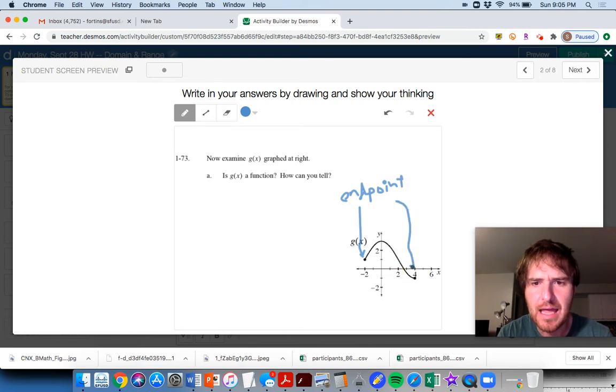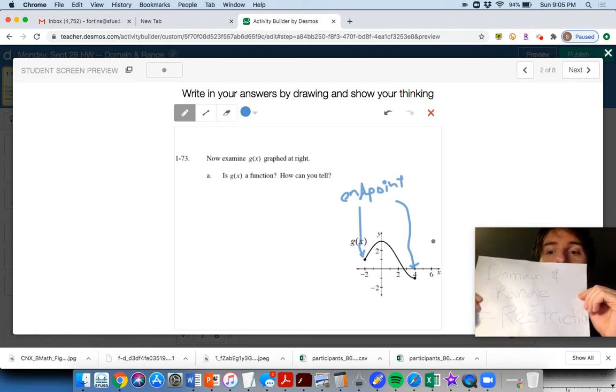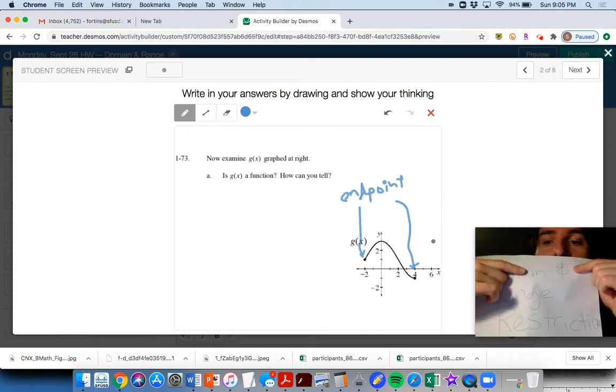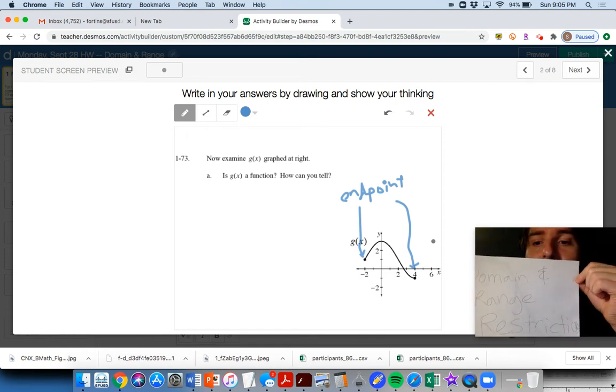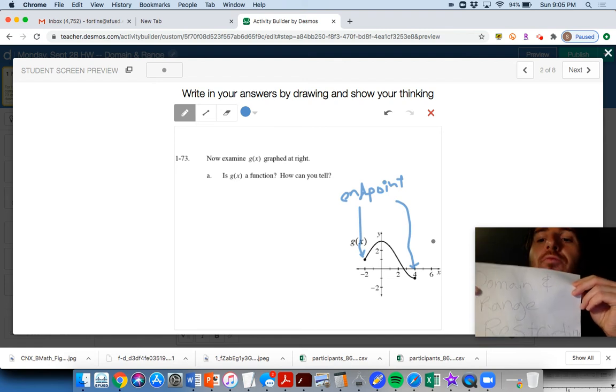Also, the reason why you're doing this assignment, just to back it up for a second, is that you are going to learn about some things called domain and range. This is your domain and range assignment. We're going to finish this one up on Wednesday, but you got started and you learned what domain was today.